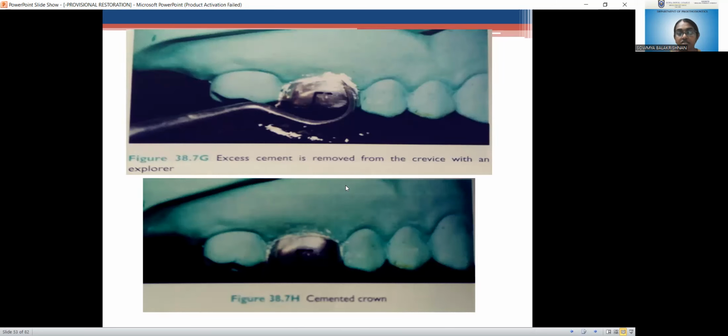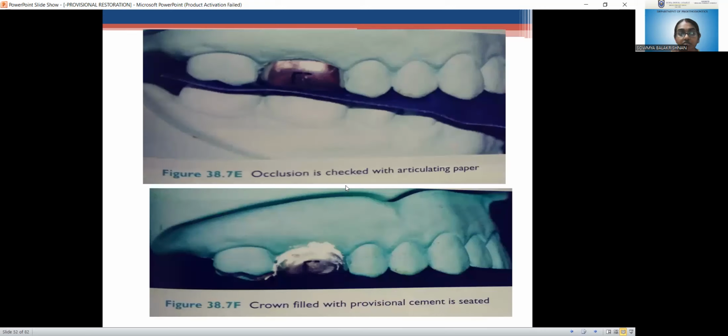So this they have shown onto the cast, but actually we have to cement the crown inside the patient's mouth. They show it on the cast to help us understand the steps. Only the fabrication part is done here.